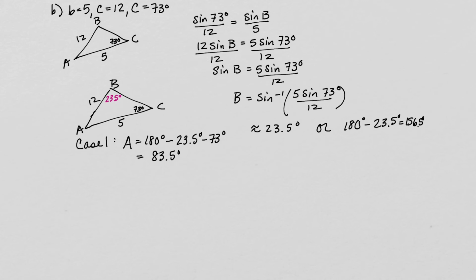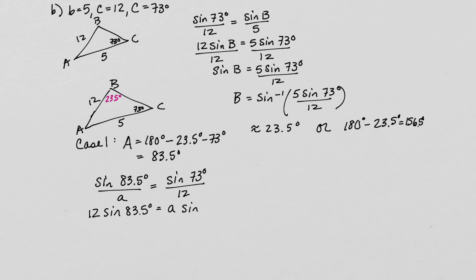And then we have to find little a. So the sine of 83.5 degrees over little a is going to be the sine of 73 degrees over 12. So cross multiply. 12 sine 83.5 degrees equals a sine 73 degrees. Divide both sides by the sine of 73 degrees. And we end up with a as being approximately equal to 12.5. So I solved the triangle one way, and so now I have to look at case 2.